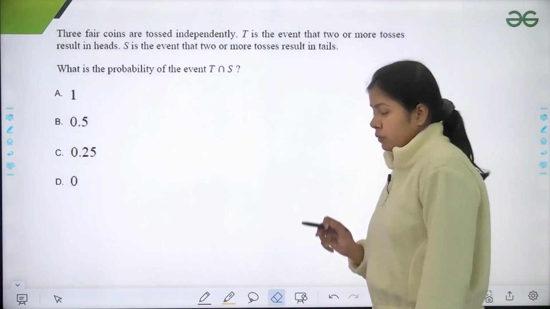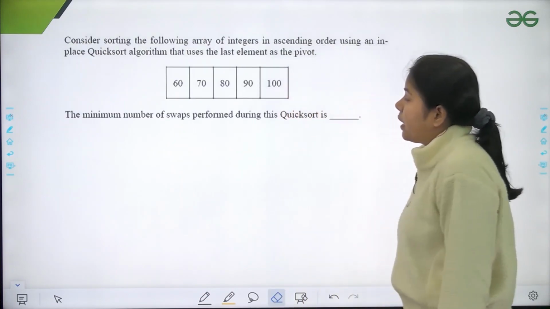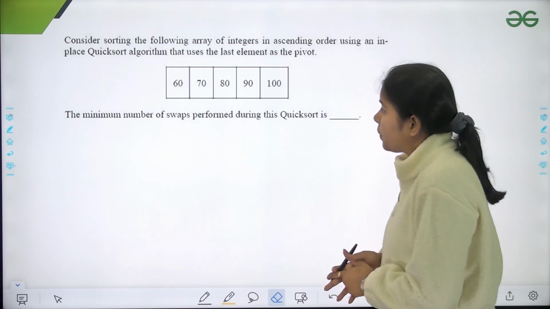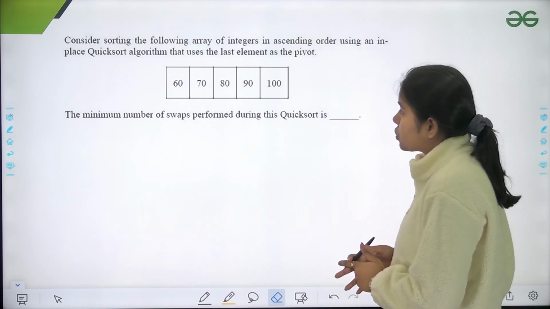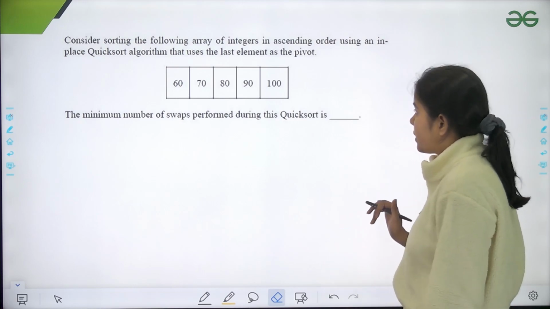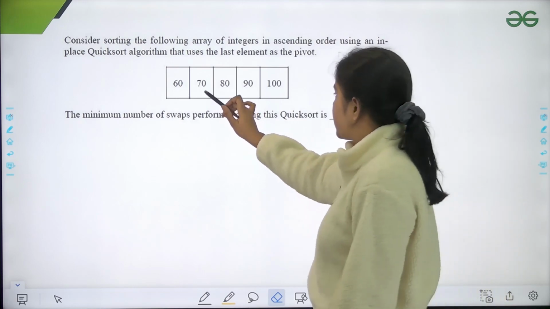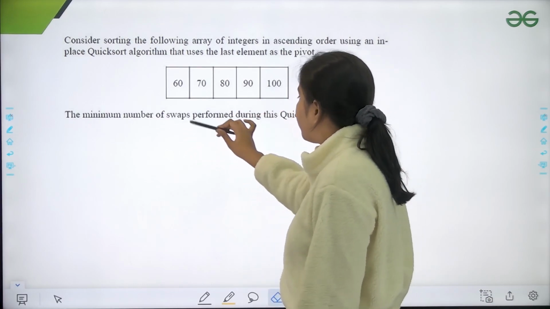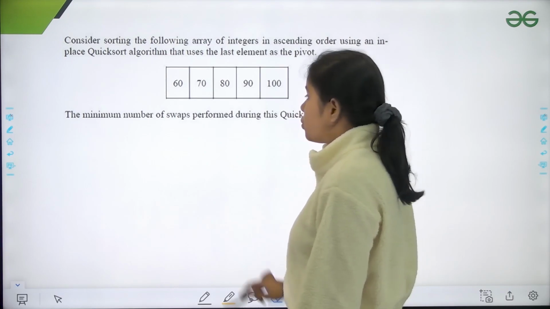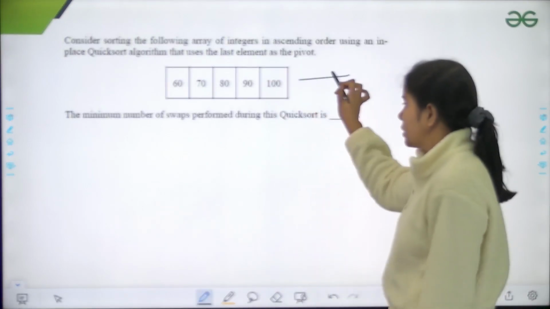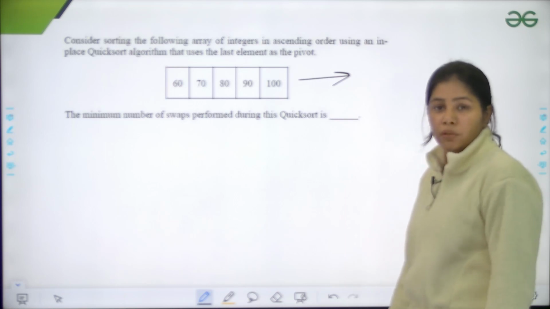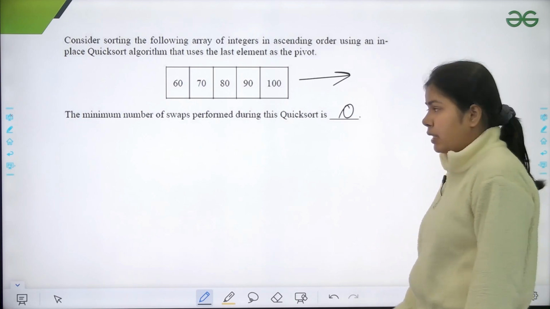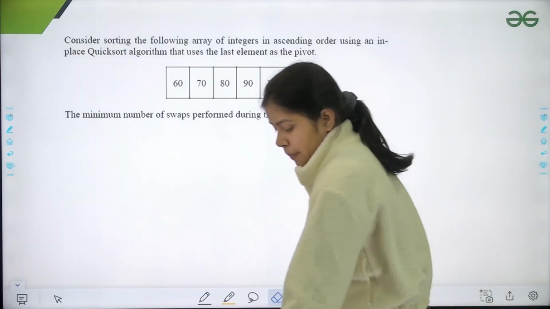Now, next question we have is consider sorting the following array of integers in ascending order using an in place quicksort algorithm that uses last element as a pivot. So we have this array, and the minimum number of swaps performed during the quicksort is. So first you can see that this is what? This is a sorted array. So that means we do not have to perform any swaps. So that means minimum number of swaps is 0. Right? 0 would be the minimum number of swaps.